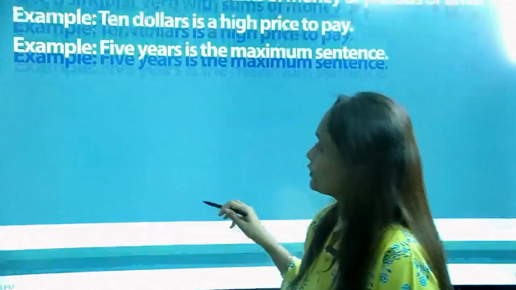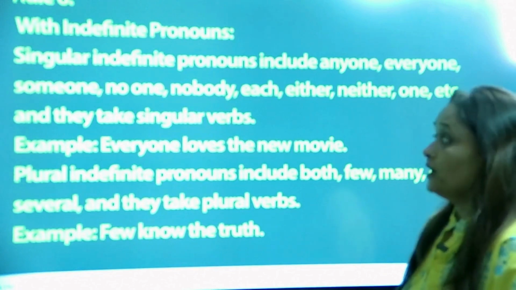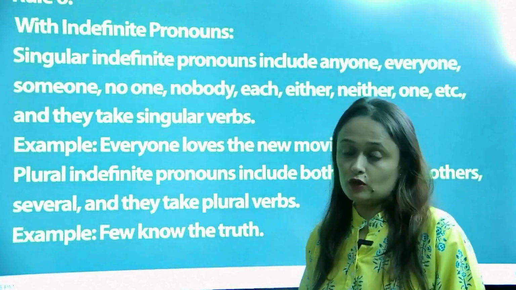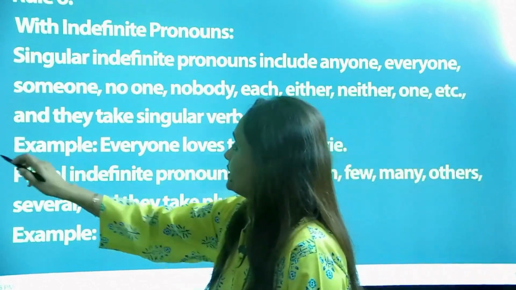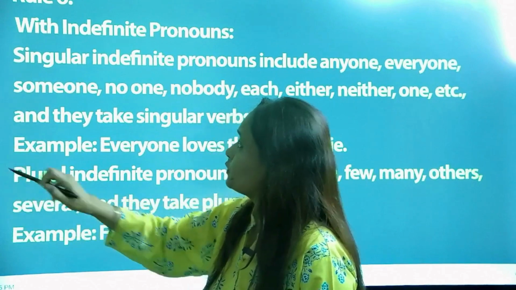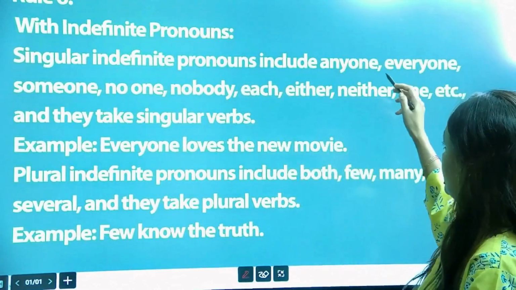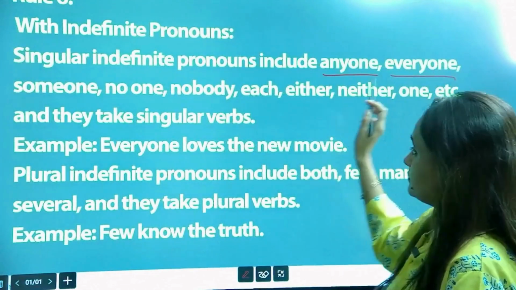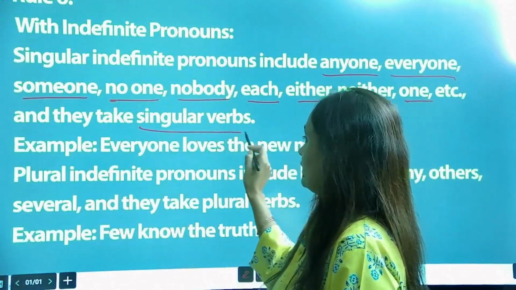Okay, let's move to rule 6. What does rule 6 say? Oh, it is quite an interesting rule, but it's an important one also. Many error correction questions can be asked through this rule. So students, what are the indefinite pronouns? Singular indefinite pronouns include anyone, everyone, someone, no one, nobody, each, either, neither, one, etc. And they take singular verbs.